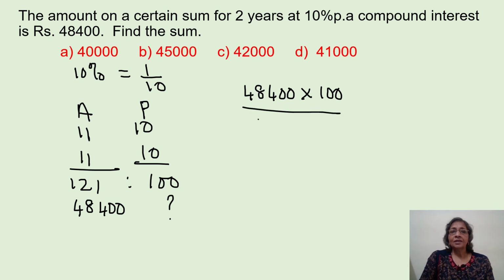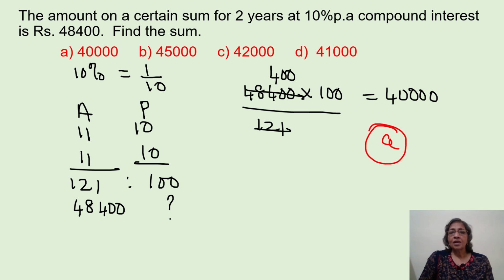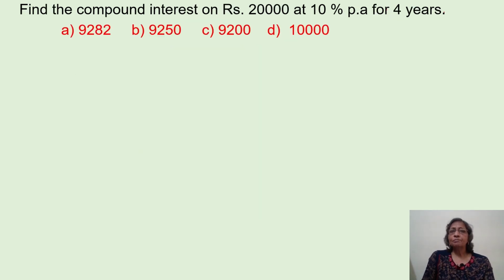And you'll see that 121 directly cancels 4 times and your answer is 40,000, which is option number A. This was a different sum compared to the others which we had taken earlier. Over here, we are given the amount and we need to find the principal. Find the compound interest on 20,000 at 10% per annum for 4 years.